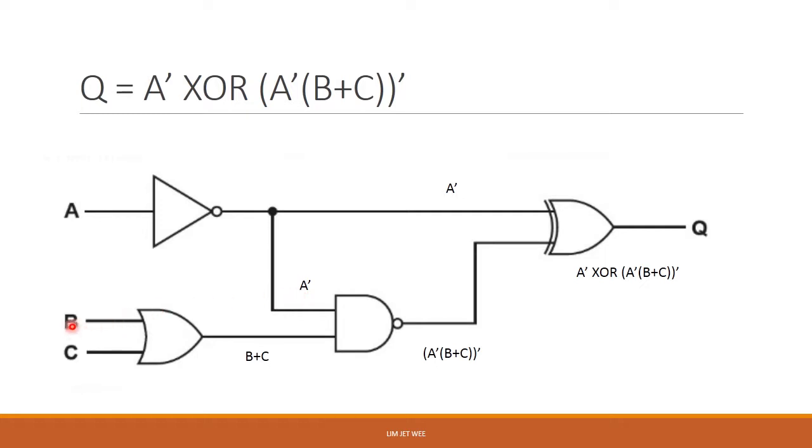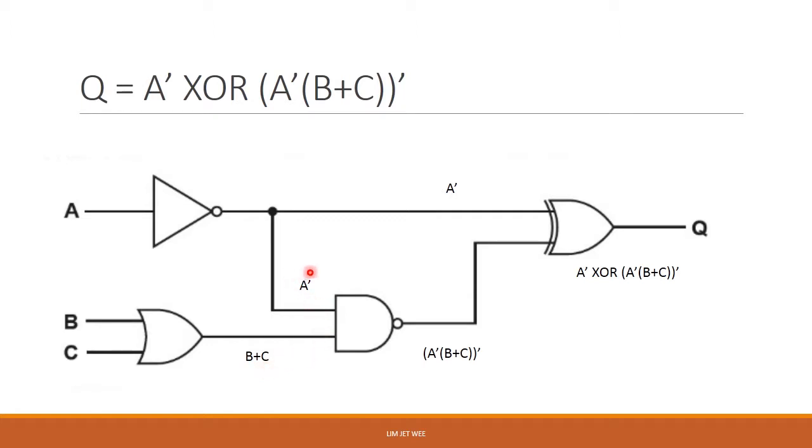Then I go down to your B and C. B and C are the inputs, and this is your OR. Remember, your OR is a plus. AND is a multiply, OR is a plus. So the output will be B plus C. Then we come to here.